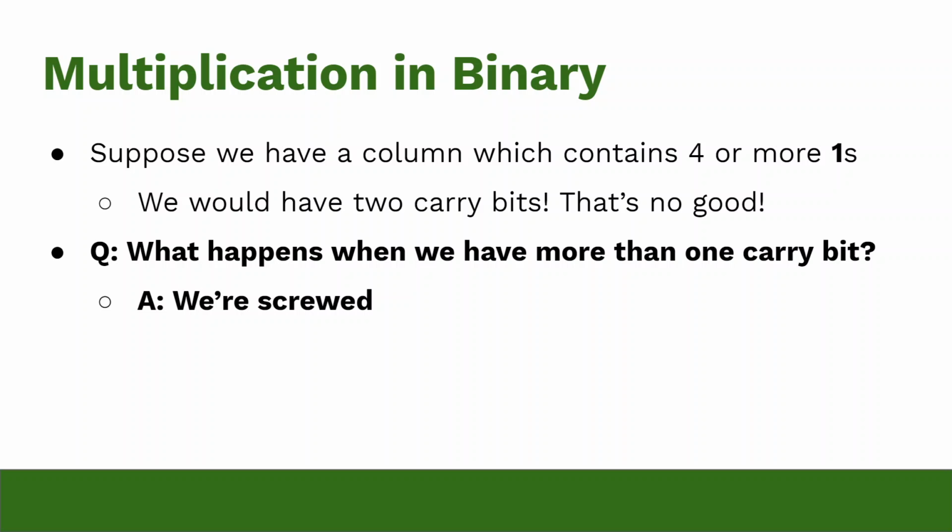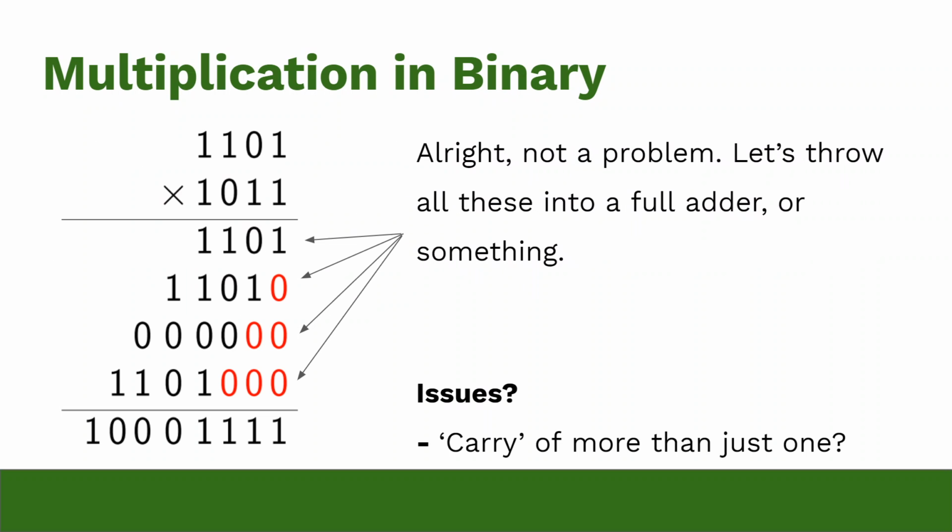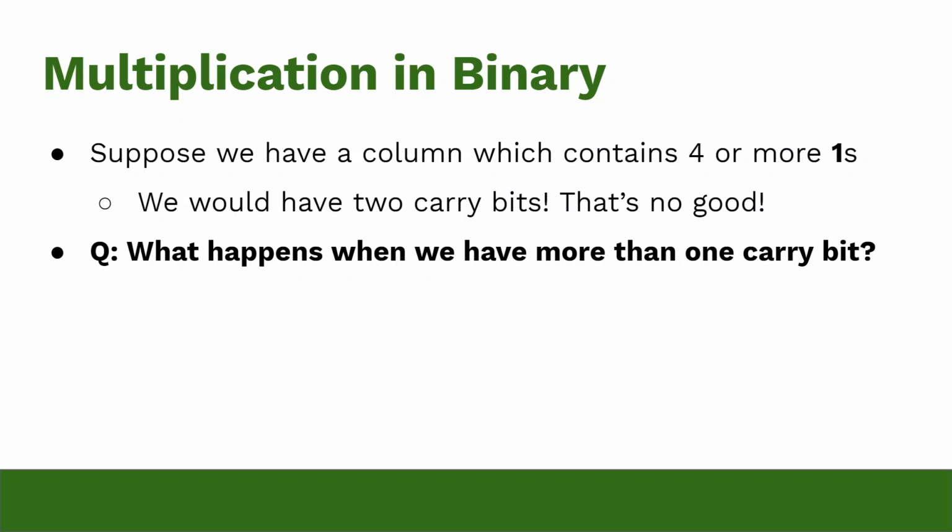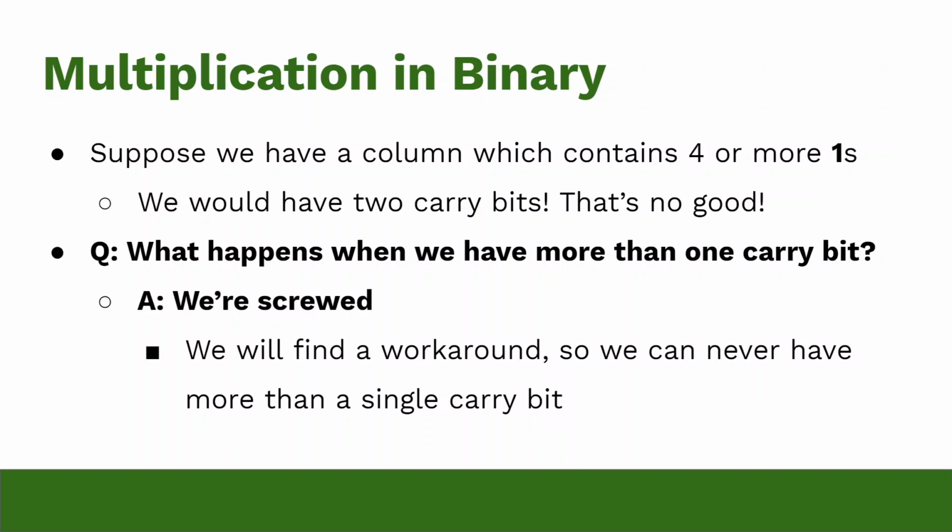And in this case, we're kind of cheating. We're saying, well, I really don't want to deal with more than 1 carry bit. So how can we mess with this one big computation such that we will never have a carry of more than 1, right? And the answer here is we're just going to have more adders. Let's talk about that. We will find a workaround so we can never have more than a single carry bit, right? And it turns out it's kind of systematic in the way that we build it.